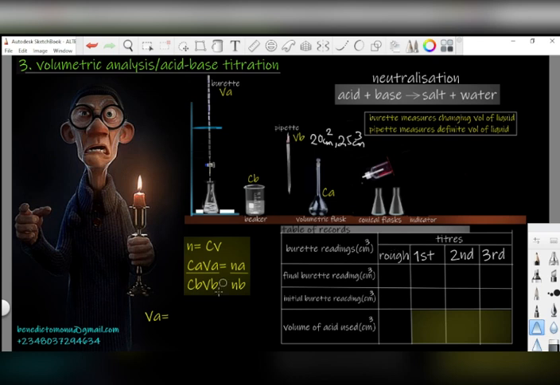Now, some examples of calculations you have to pay mind to in titration are n equals CV, and CAVA over CBVB equals NA over NB. n is number of moles, C is concentration, V is volume. It means number of moles of acid, Na, is equal to CV of acid, concentration of acid times volume of acid. Number of moles of base, Nb, is equal to concentration of base, Cb, times volume of base. We can divide them like you have in this equation.